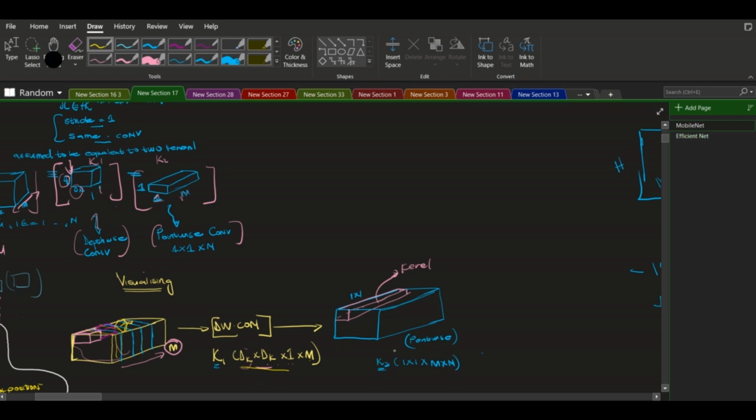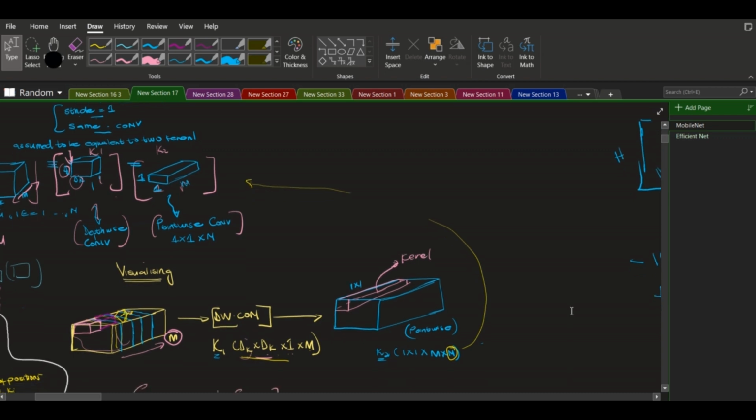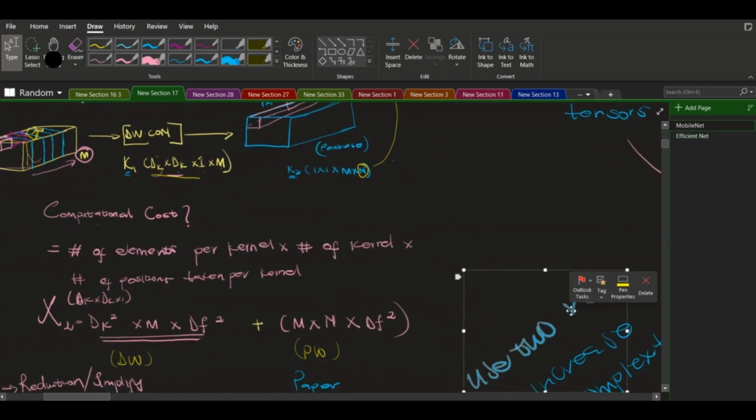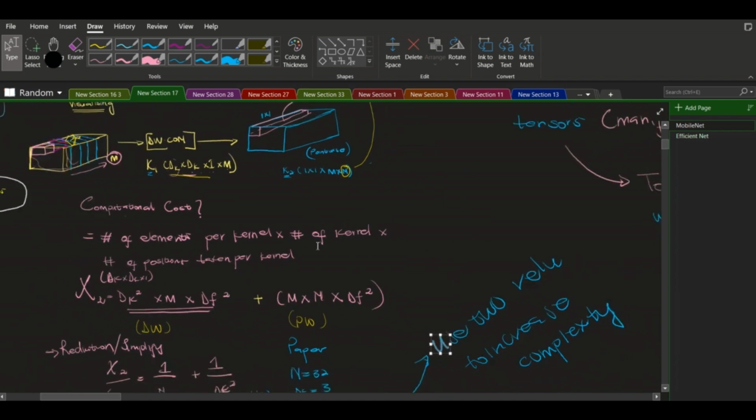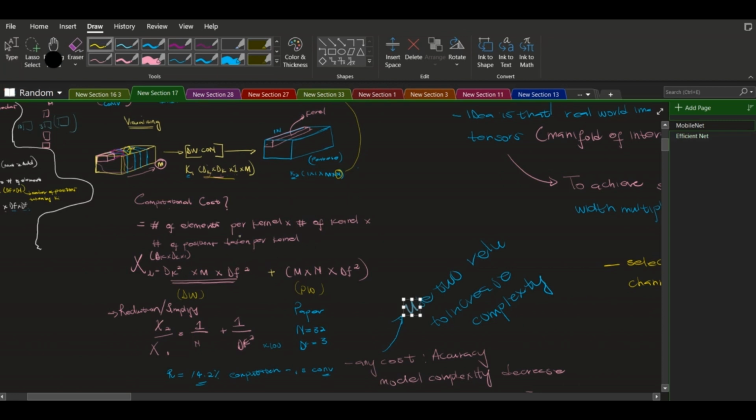Okay, then we have the pointwise, which is 1 by 1 by M by N. So we put N here because we still want to get the same results as the standard convolution, right? So we still have M, but we have a number of kernels denoted as N, so that we can get the same output as a standard convolution. Okay, so now I think this looks a little bit clunky, so let me just scroll out so that you can understand.